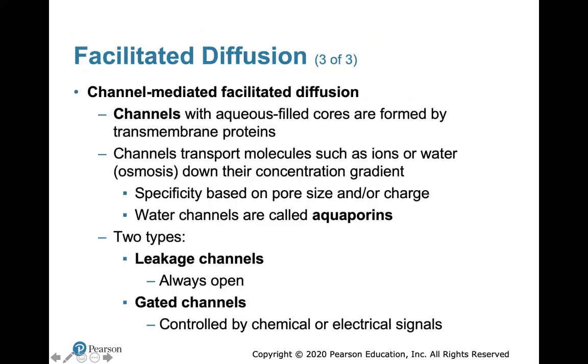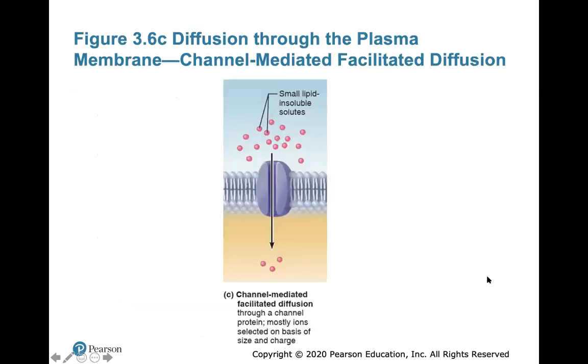The channel-mediated facilitated diffusion, the channels are aqueous-filled cores, and they're formed by transmembrane proteins. The channels will transport molecules such as ions or water through osmosis down the concentration gradient. Water channels are called aquaporins, and these channels are based on pore size and charge of ions present. We can have leakage channels, which are always open, or gated channels, which are controlled by chemical or electrical signals. So this is a look at diffusion through the plasma membrane through channel-mediated facilitated diffusion.